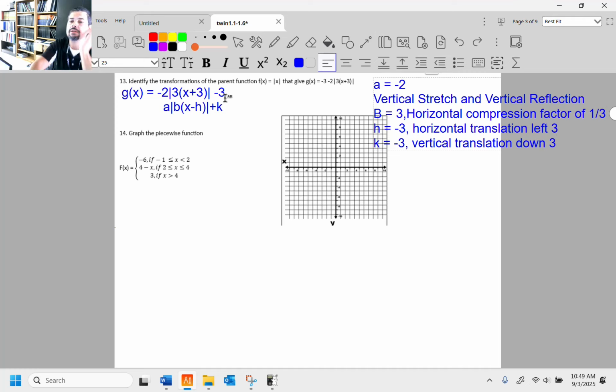Then we have 4 minus x. We get to feed it a 2 and a 4. If we feed it a 2, 4 minus 2 is 2. If we feed it a 4, we get a 0. So 2, 2 exists on the graph, and it is solid. And 4, 0 exists on the graph, and it is also solid.